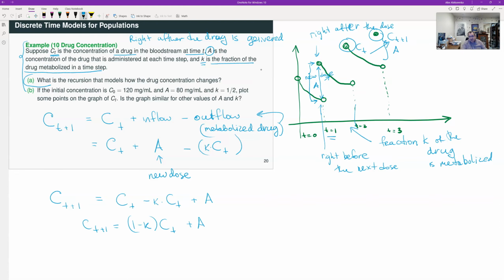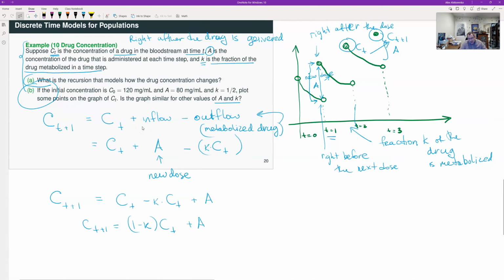Now, we focused on the amount of drug right after the injection. But sometimes you'd like to look at what happens right before the injection. So I would challenge you to develop that formula independently. So part B: if we have initial concentration 120, A equals 80, and the coefficient K is 1/2, plot some of the points on the graph. Then they want us to try to vary the values of A and K and see if it results in any interesting changes. So very well, let's give it a try.